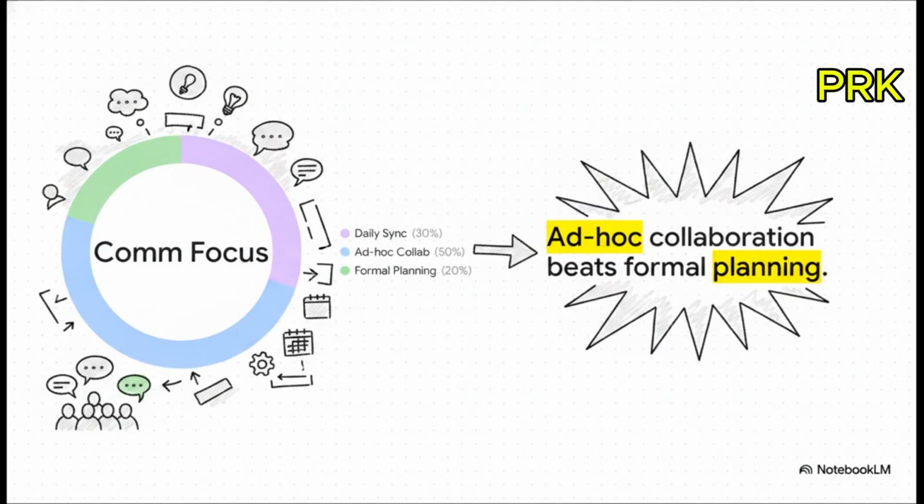Look at how effective Agile teams spend their energy. 30% on daily Scrum syncs, 50% on ad hoc Slack collaboration, and just 20% in formal planning meetings. Healthy Agile teams spend significantly more time in quick, spontaneous problem solving than they do trapped in formal planning rooms.